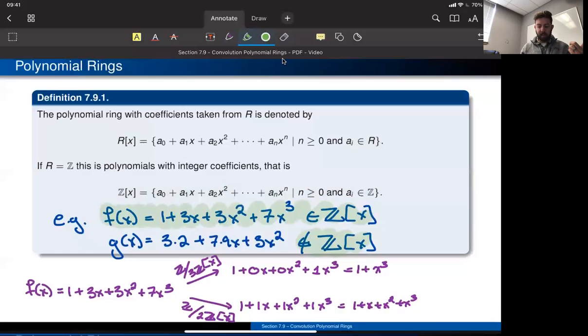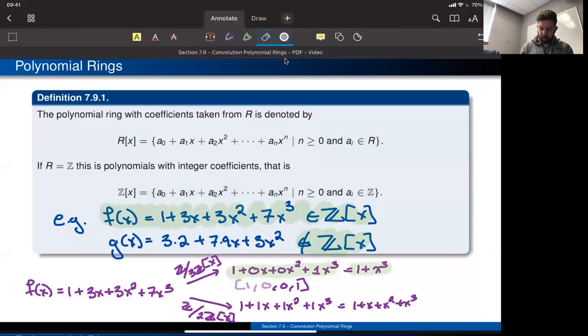The 3 would become a 0. The other 3 would also become a 0. And the 7 would then actually become a 1. So that thing would reduce down into 1 plus 0x plus 0x squared plus 1x cubed, which we typically would write just as 1 plus x cubed. But again, realize that that really is going to be a list of 1, 0, 0, 1. So it's kind of nice to play around with that a little bit.